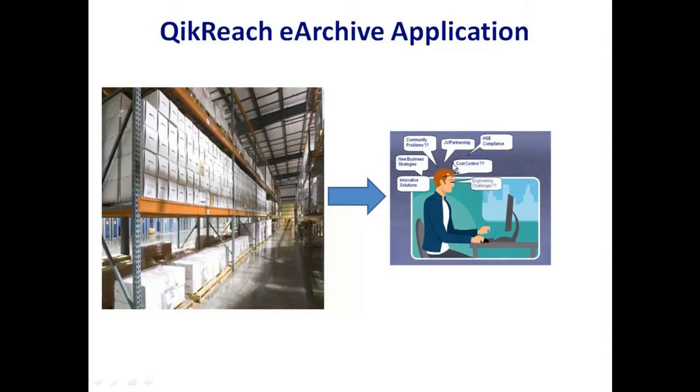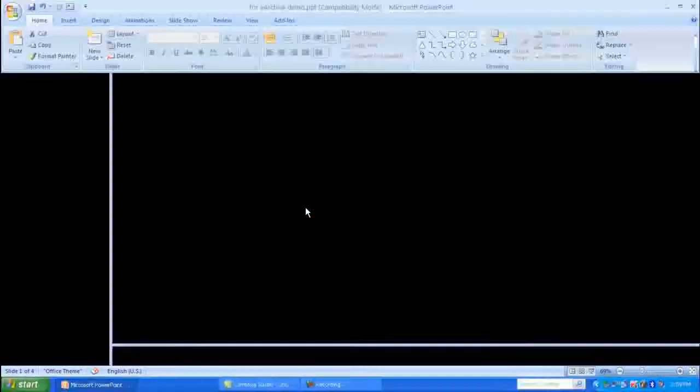So what we are trying to demonstrate here is that by the use of eArchive application, there is a gradual movement from the left hand side to the right hand side. There's a gradual movement from the archive room to a system that is deployed on your computer. That's what this demonstration is trying to present to the user.